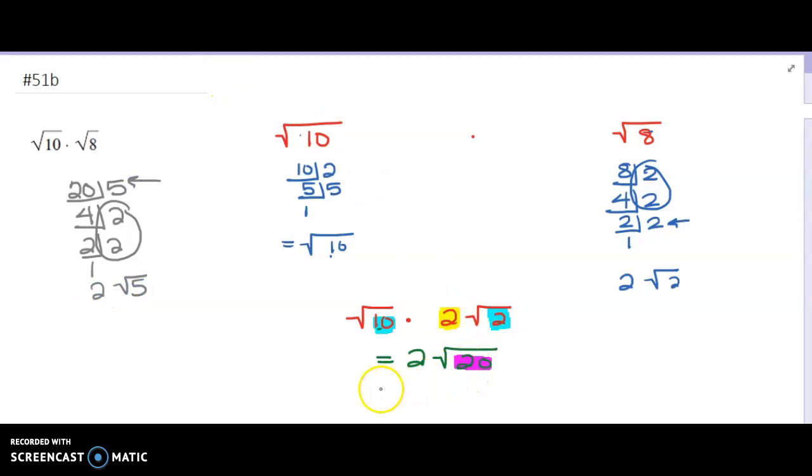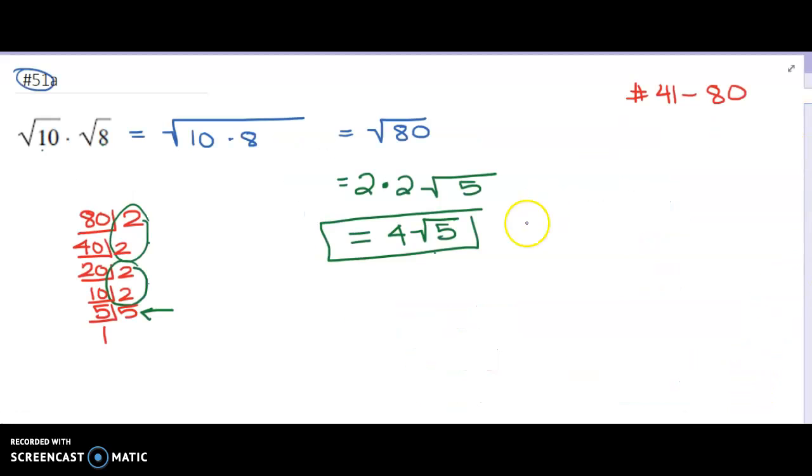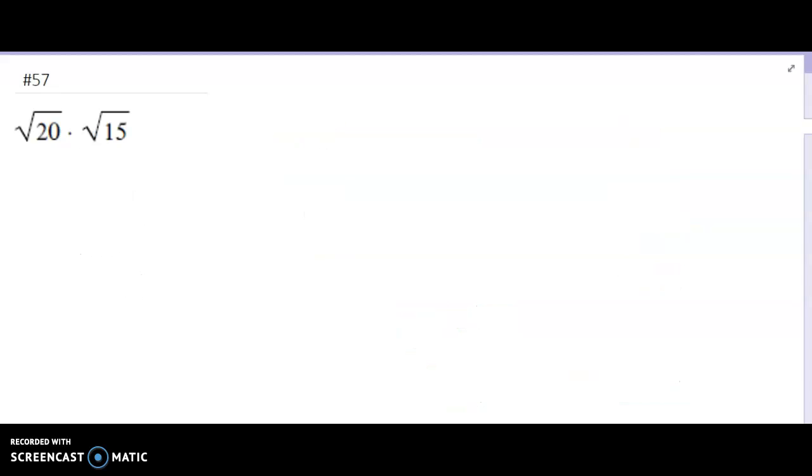Okay, so this is the same thing as saying 2 times square root of 20 is 2 square root of 5. Then once again, I multiply what's on the outside, so 2 times 2 gives me 4 square root of 5. Okay, so if I look, I get 4 square root of 5 both ways. There's just an added step to this one. You have to double check after you multiply. You choose which way you prefer. All right, I want you to go ahead and try 57 on your own. You can do it either way, and then we'll go over it.